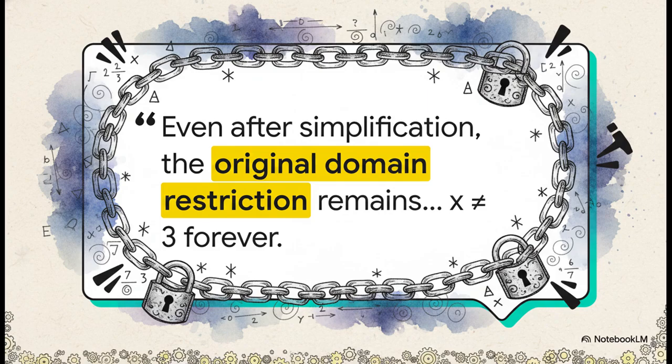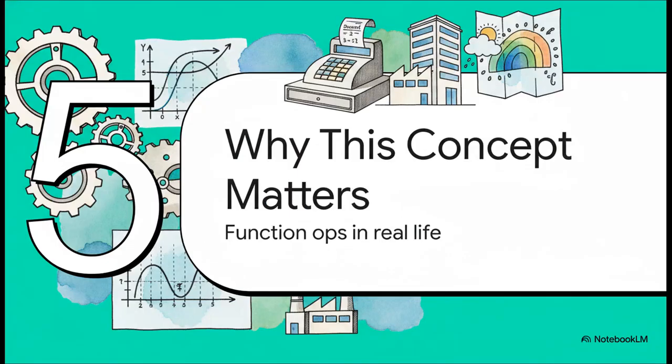And let's just hammer this point home one more time. That domain restriction from a division problem, it's permanent. It doesn't matter what your final simplified answer looks like. If x equals 3 was a problem in the beginning, it's a problem forever. Period.